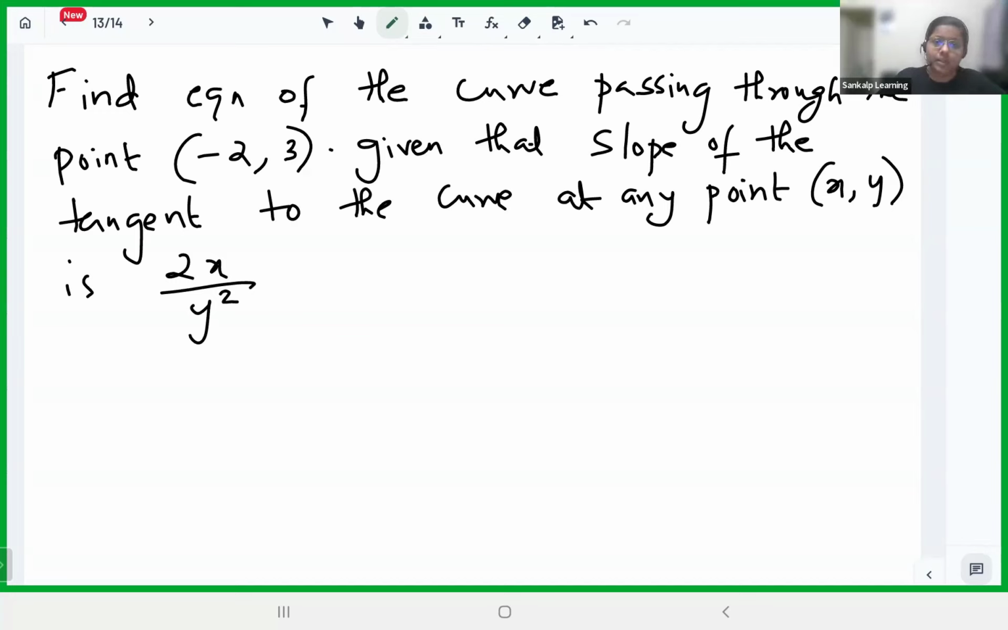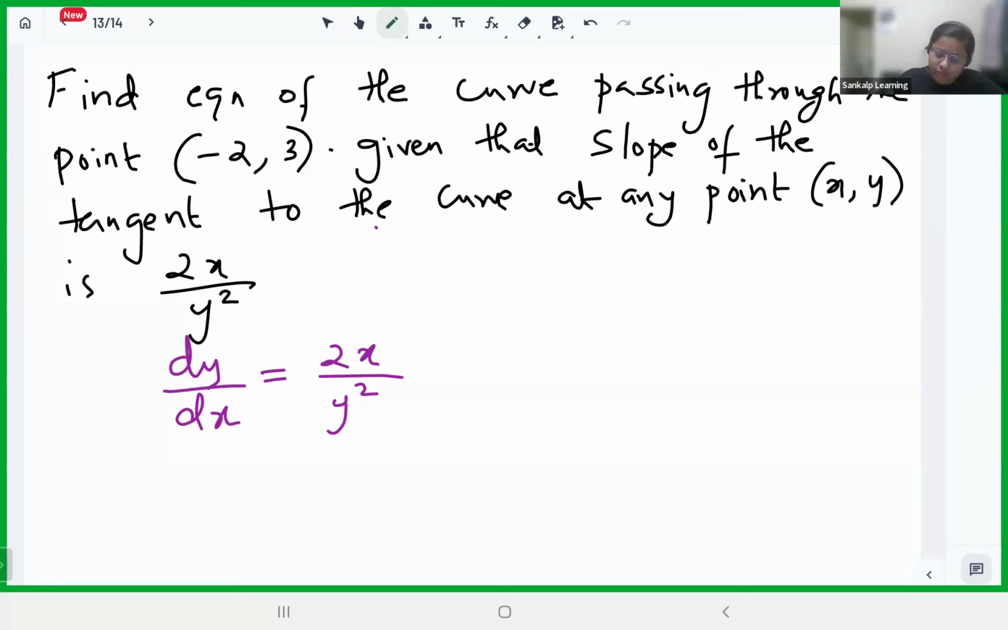So what you have to do is find the equation of the curve passing through the point minus 2 comma 3, and they have given that the slope of the tangent to the curve at any point is 2x by y square. What do you mean by slope of the tangent? It is nothing but dy by dx. This is given as 2x by y square at any x, y. You have to find the equation of the curve passing through the point minus 2, 3.